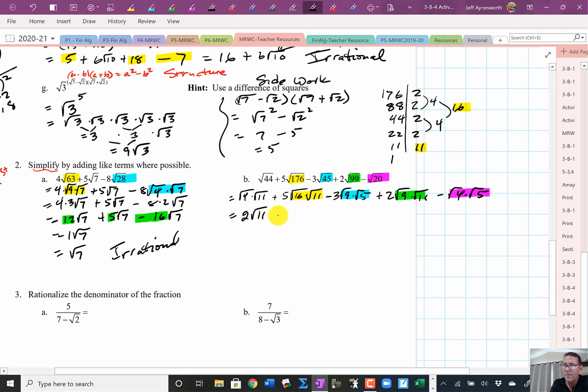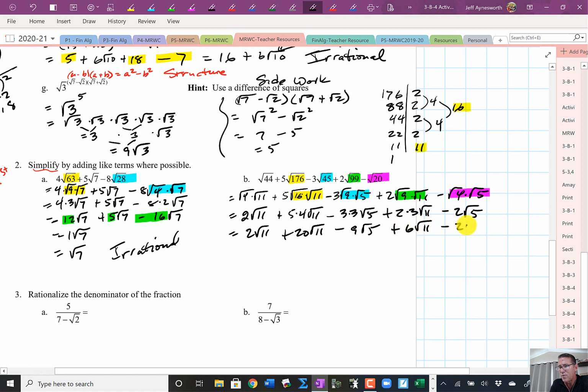So you get 2 rad 11 plus 5 times 4 times rad 11 minus 3 times 3 times root 5 plus 2 times 3 times root 11 minus 2 rad 5. So what do you get? You get 2 rad 11 plus 20 rad 11 minus 9 rad 5 plus 6 root 11 minus 2 rad 5. So let's add up all the root 11s.